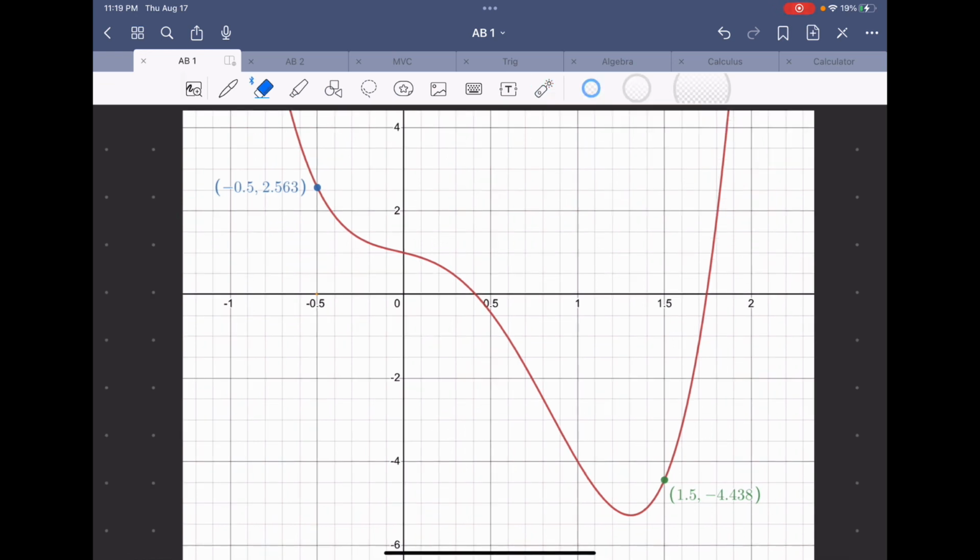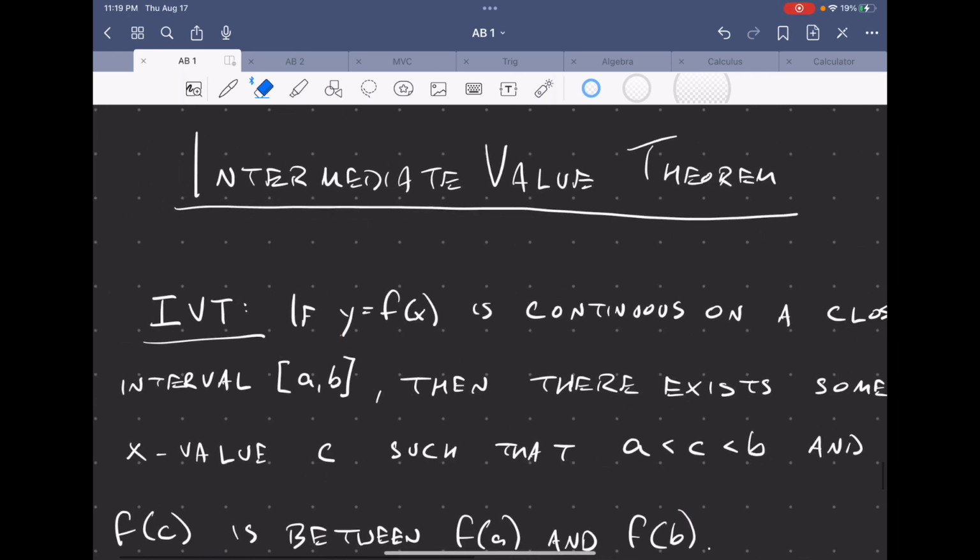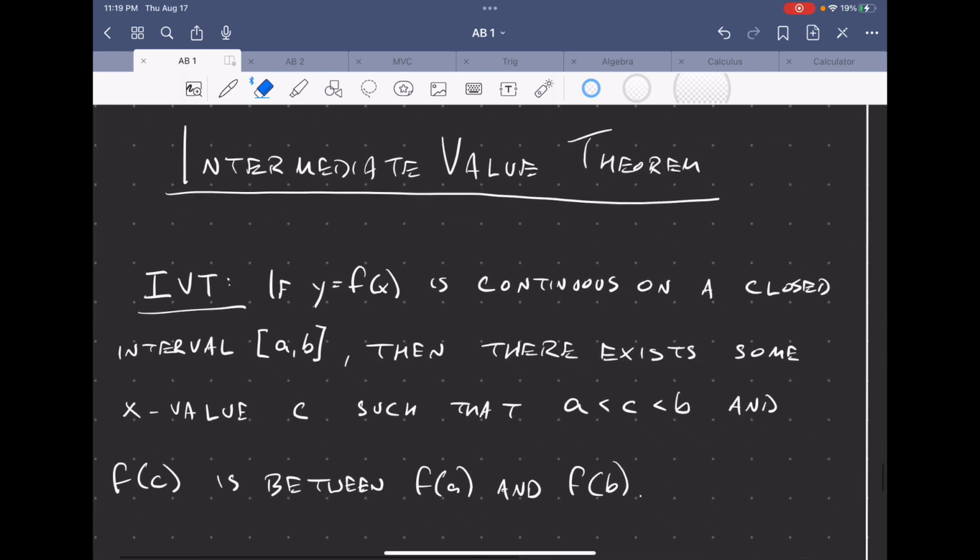So what we just used to reason through this is actually the intermediate value theorem. So the intermediate value theorem says that if y is equal to f of x is continuous on a closed interval [a, b], then there exists some x value c such that a is less than c is less than b, and f of c is between f of a and f of b. And I know that's very wordy, but that's literally what we just used.